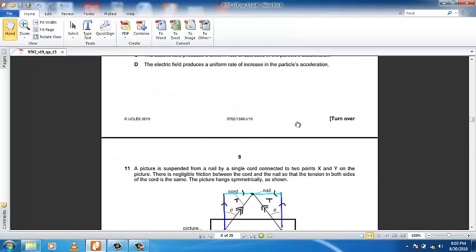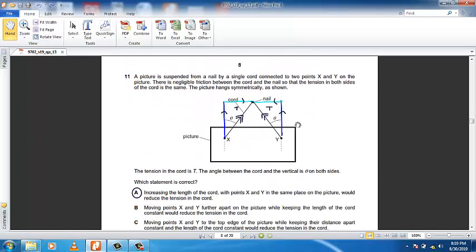Okay. Question number 11 says a picture is suspended from a nail by a single cord connected to two points X and Y on the picture. There is negligible friction between the cord and the nail, so that the tension in both sides of the cord is the same. The picture hangs symmetrically as shown. The tension in the cord is T. The angle between the cord and the vertical is theta on both sides.